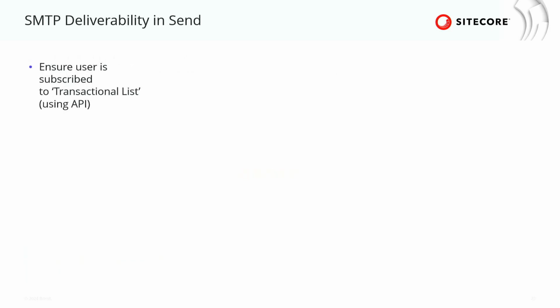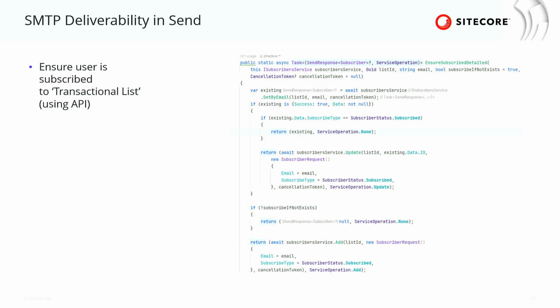So what we came to is that we need to ensure that the user is subscribed to the transactional email list using the Sitecore Send API. So just get the user by email, check its status, and then if it's not subscribed, update the subscriber in this list with the correct status, and then SMTP will be sent correctly.